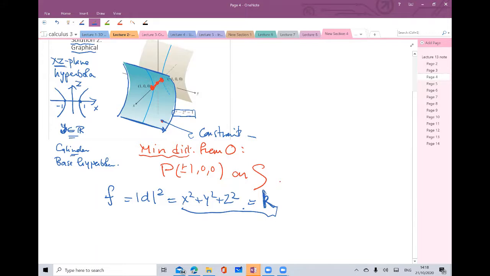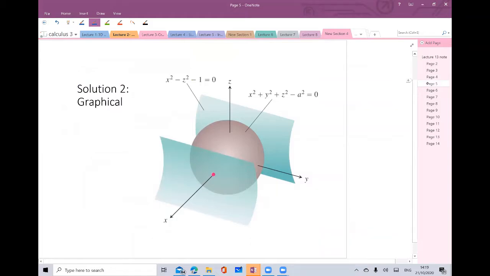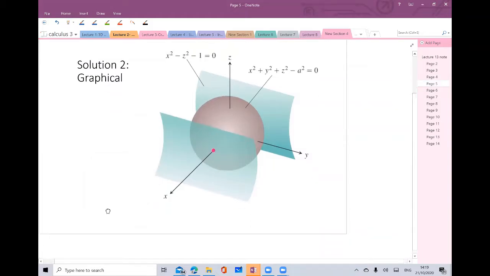x squared plus y squared plus z squared equals k. This is the equation of a surface. What shape of surface is it? A sphere. So the distance equation is actually a sphere. Its center is the origin, and it has the radius root k. So if I want to put the function f with the constraint, let's call the constraint g, and put them on the same three-dimensional shape, I'll get something like this.